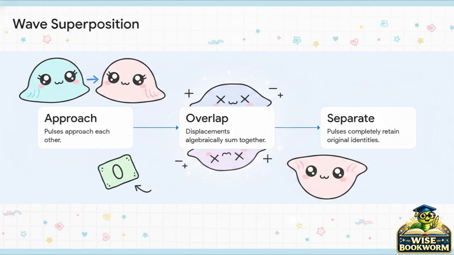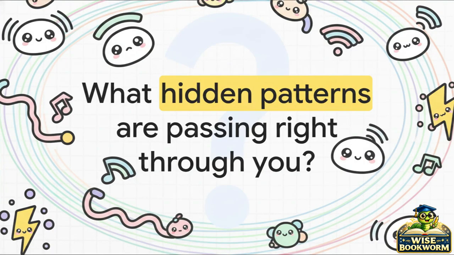and identities. So, the absolute crucial point here is that waves pass right through each other without being destroyed. They only add up or cancel out during that exact brief moment they occupy the same space. And that leads us to a pretty profound thought to end on for today's explainer. If waves move through a medium as if other waves aren't even present, what hidden patterns are passing right through you at this very moment?